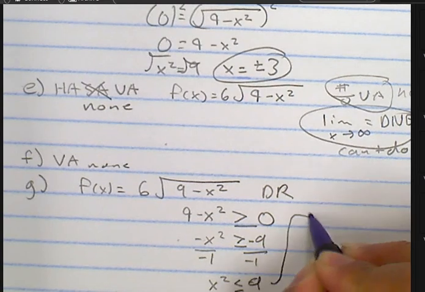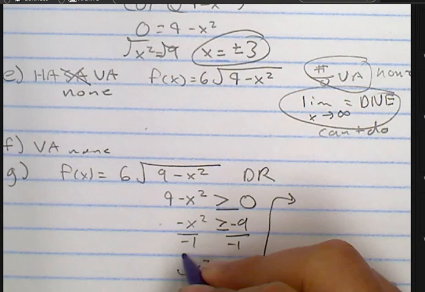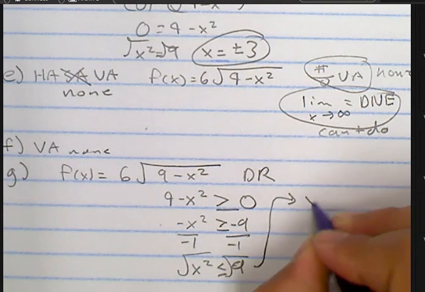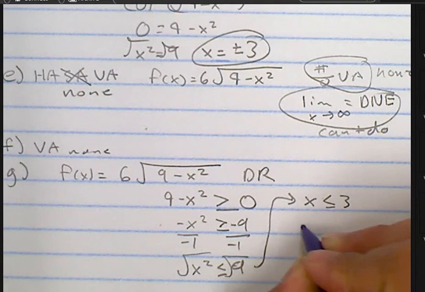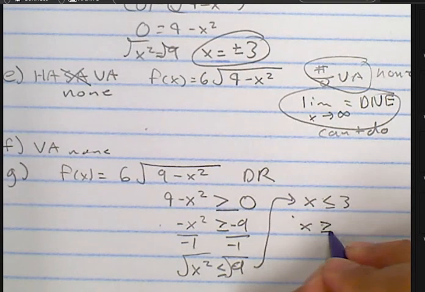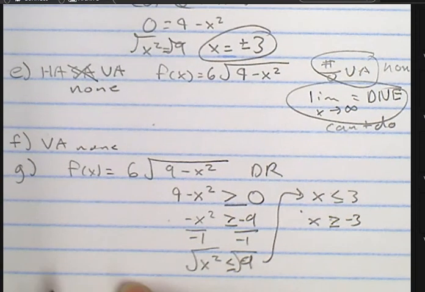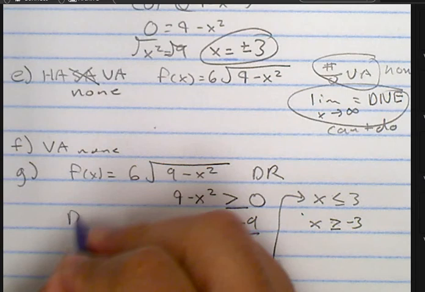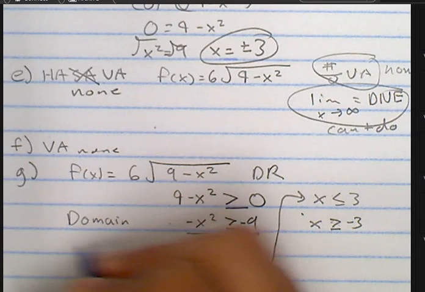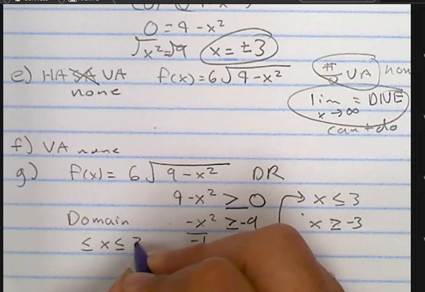Now, when I take the square root, I keep the sign the same for the positive answer, and I flip the sign for the negative answer. Whoops. Simple as that. My domain, it's right here.